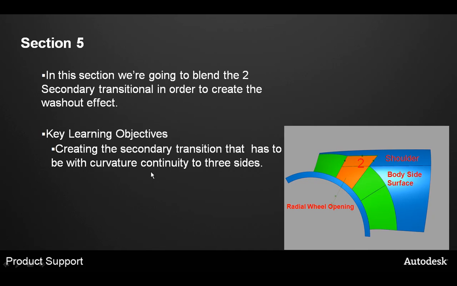Section 5. In this section, we're going to blend the two secondary transitional surfaces in order to create a washout effect. Key learning objectives: creating the secondary transition that has to be curvature continuous to the three sides.